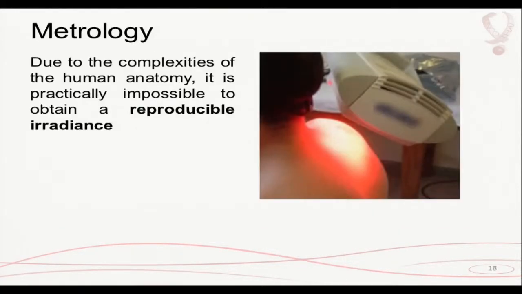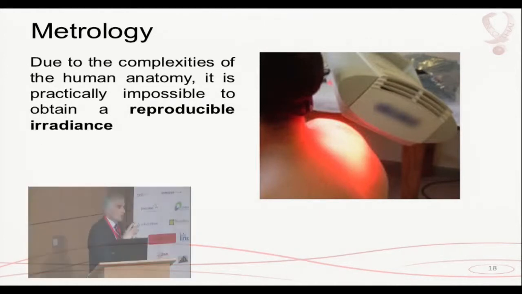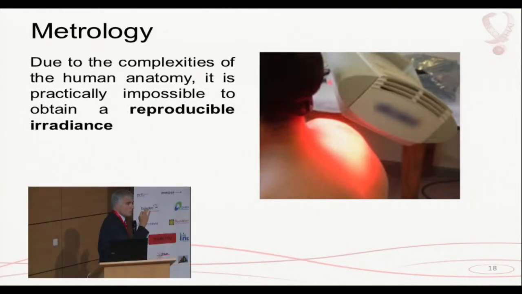Due to the complexity of human anatomy, even if you determine a dose, and I will come back to what is real dosimetry, if you are not able to apply this amount of light, you are in trouble. No need to perform dosimetry. So in that case, if I have a curvy surface, it will be difficult to reproduce the irradiance. So it will be difficult to obtain the expected dose.